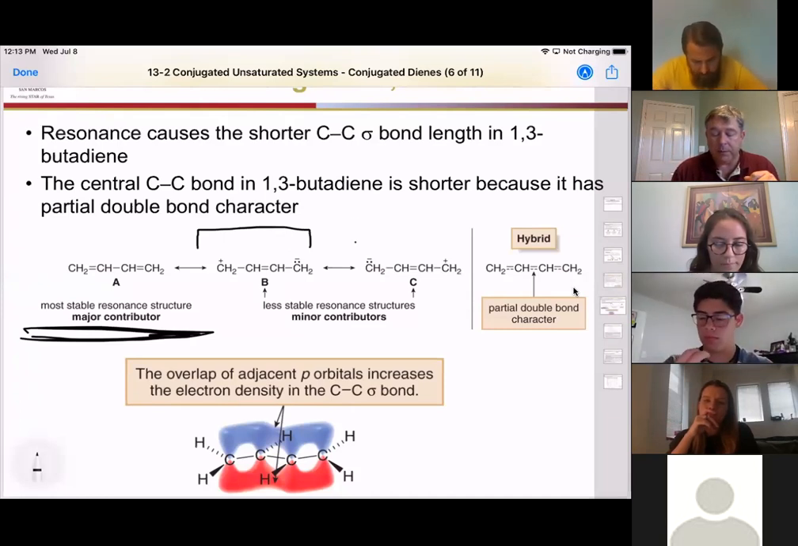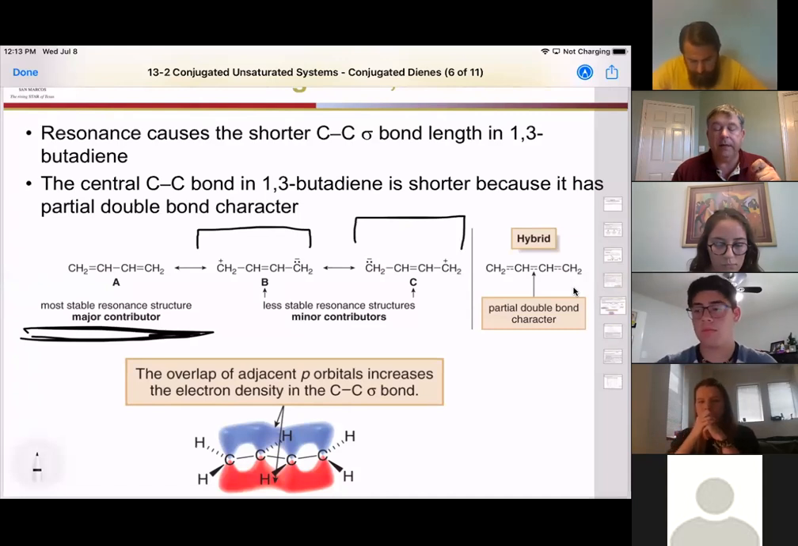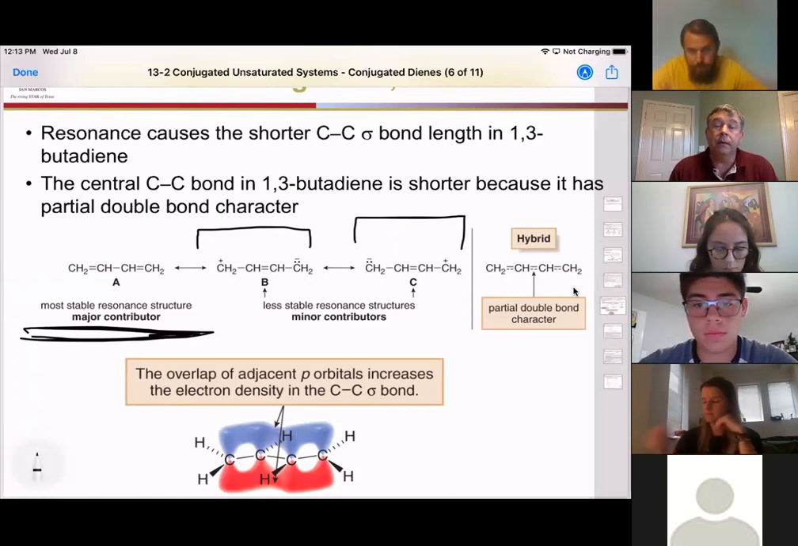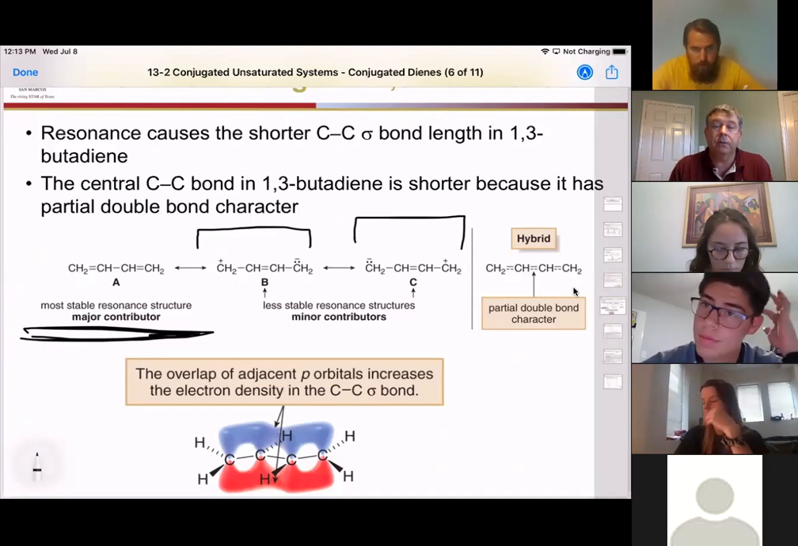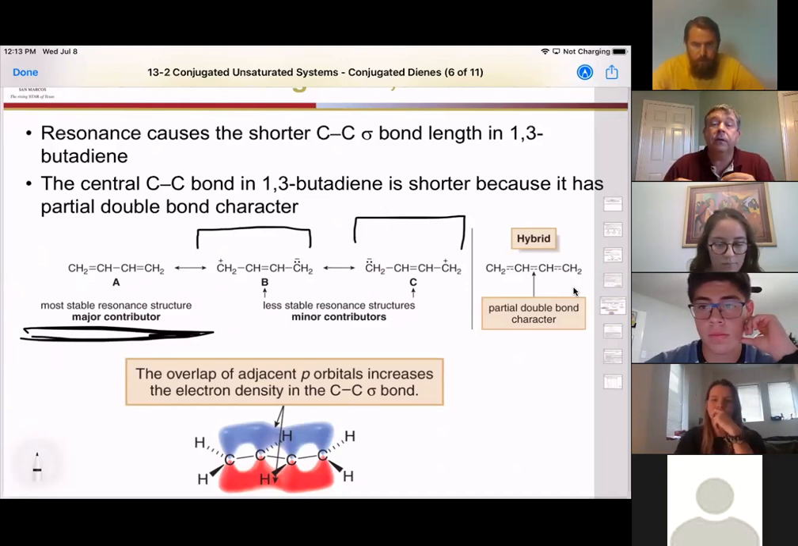And another possible resonance contributor is where we have the charges swapped, and we still have that double bond between the 2 and the 3 carbon, okay? Now, what we learned about last time was that having charge separation and fewer bonds is actually a less stable version of the resonance contributor. Therefore, it is a smaller contributor. However, it still contributes to the overall resonance structure.